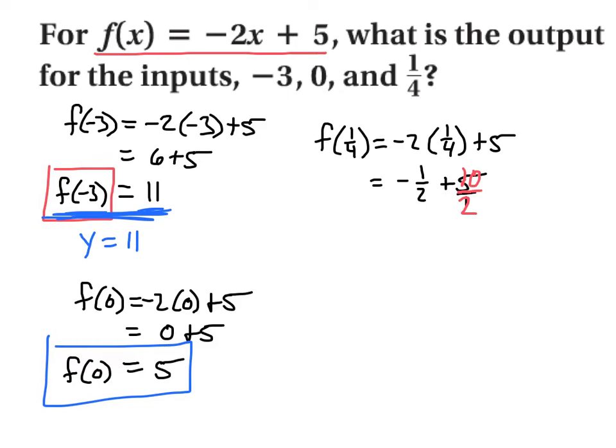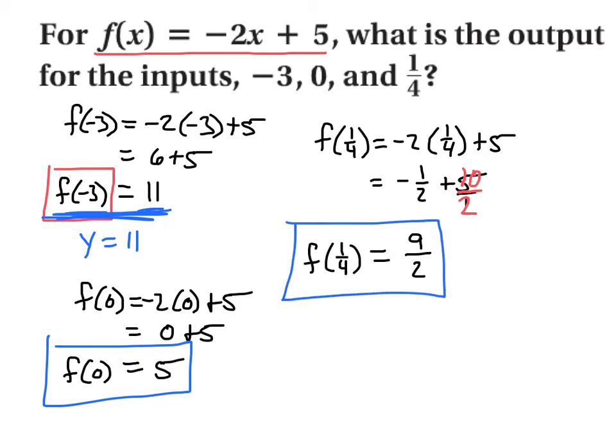So now what is negative 1/2 plus 10 halves? Positive 9/2. And we can just leave it like that? Yep, I'm fine with reduced improper fractions. There's nothing wrong with that.